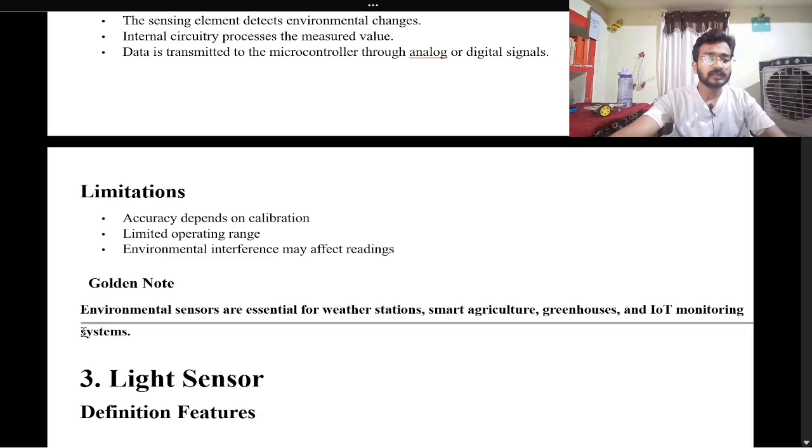Here we have golden note. Environmental sensors are essential for weather station, smart agriculture, greenhouses and IoT monitoring system. You can make projects like automatic weather station, smart agricultural system and IoT monitoring system using this sensor.